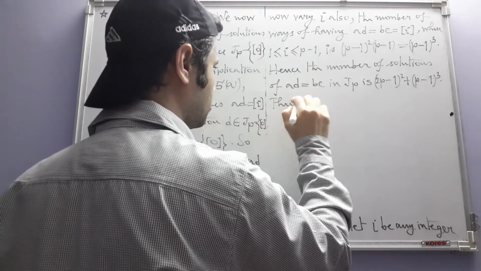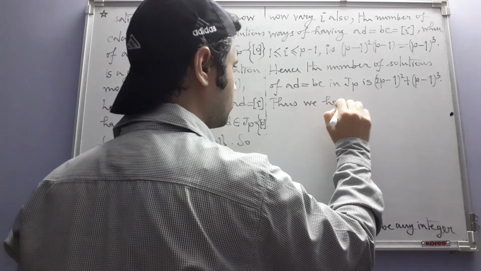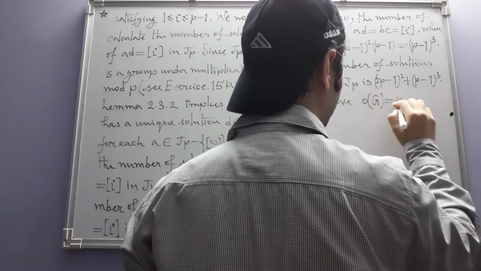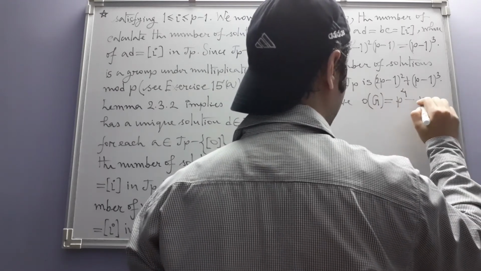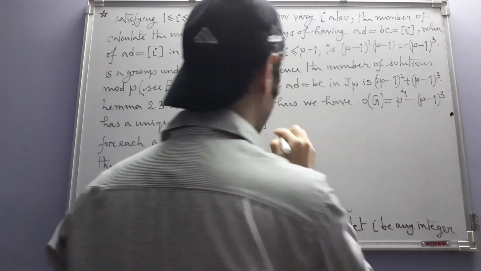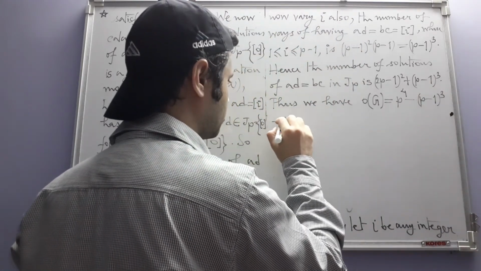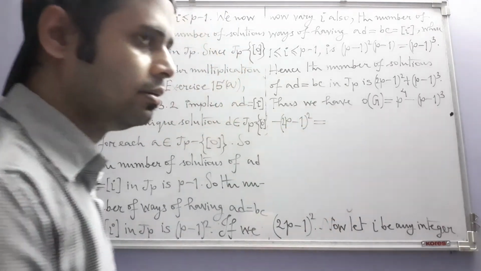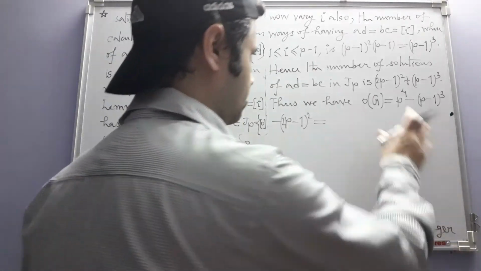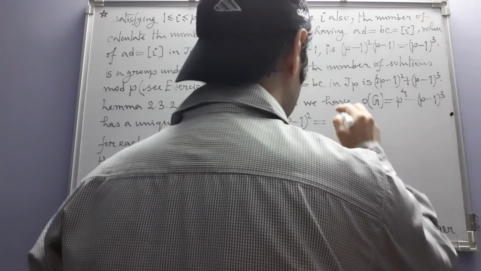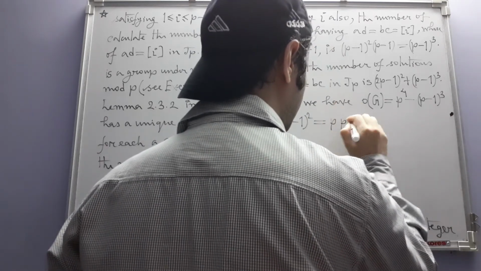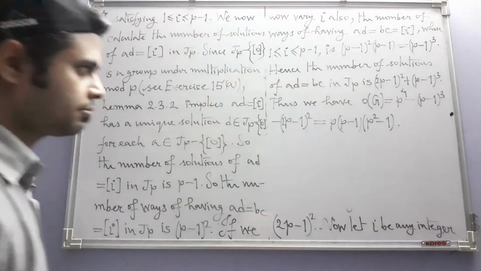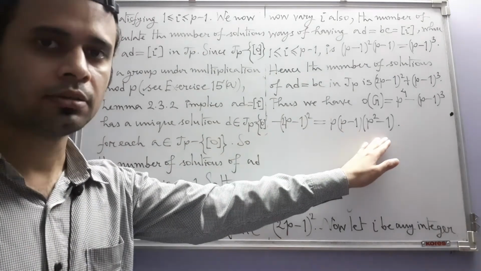Or thus we have, order of G can now be obtained by subtracting this number from the grand total, to p minus 1 whole square. Now if you apply a little elementary algebra and simplify this expression, it ultimately can be shown to be equal to this. So this is the order of the group.